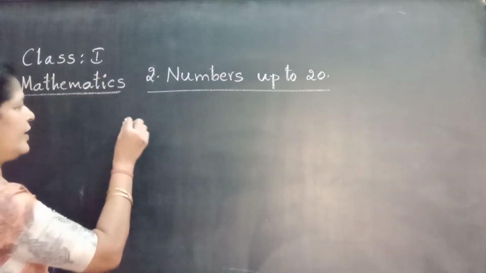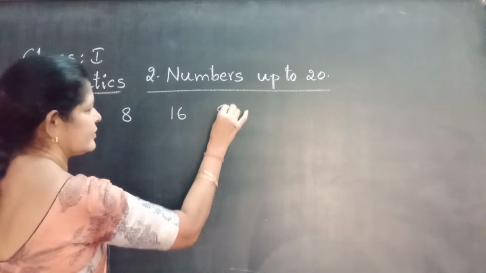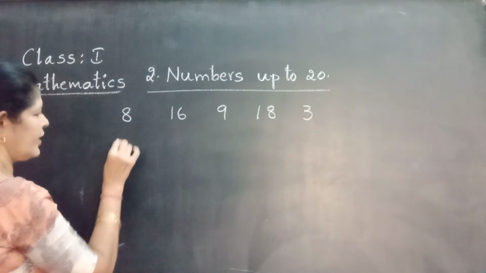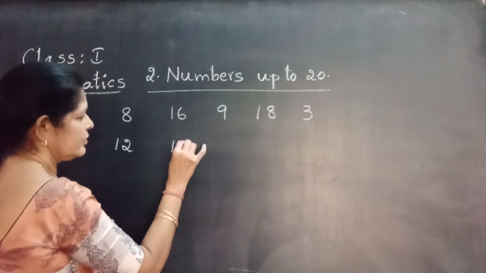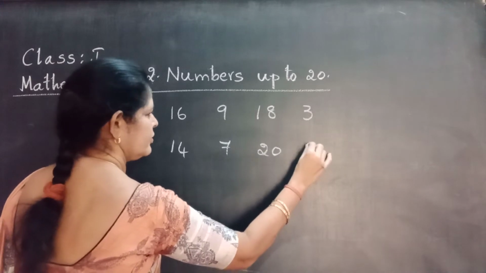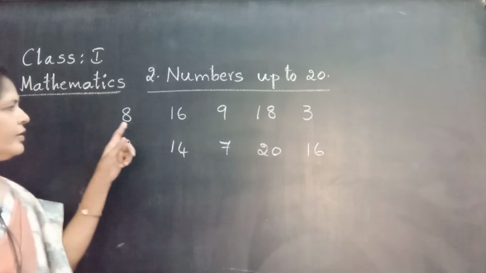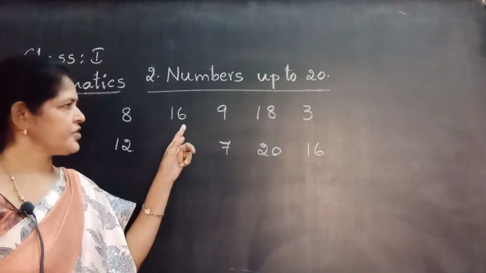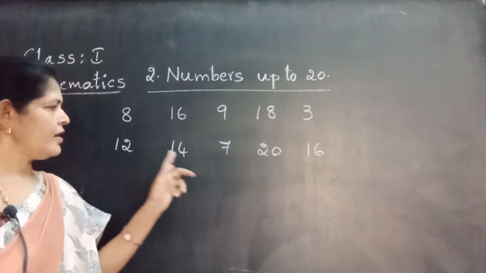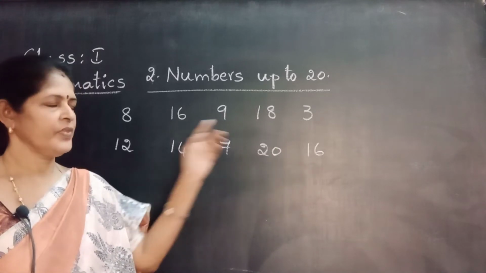Look at the board now. Read out the numbers. Yes. Good. Read out the given numbers. Very good. Once again, read out the numbers: 8, 16, 9, 18, 3, 12, 14, 7, 20, 16.